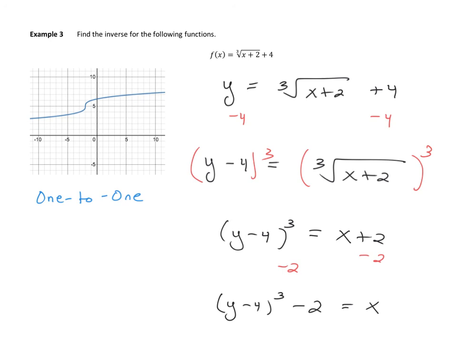I can now express this as an inverse function. f inverse of x is equal to, so here this x became this entire symbol, and this y is what I'm going to call x. So that is, it's (x minus 4) cubed minus 2.